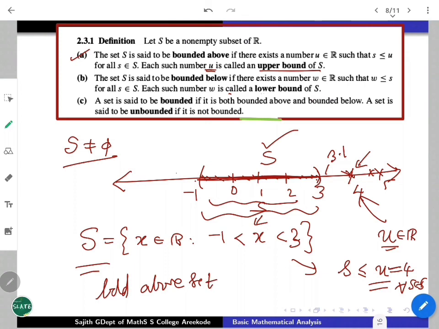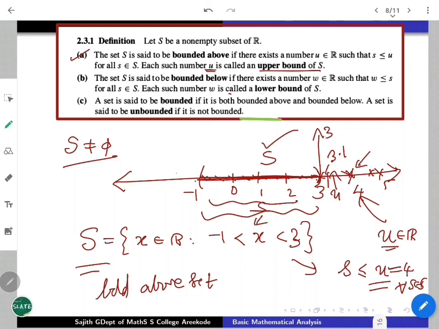So I'm able to find some real number u, at least one real number u, such that any point you are looking at in S won't exceed that. That is what it says, nothing more than that. You can't go beyond that. So from the upper side, the right hand side, it is blocked. But obviously look at 3. 3 is not a member of my S. 3 is also an upper bound.